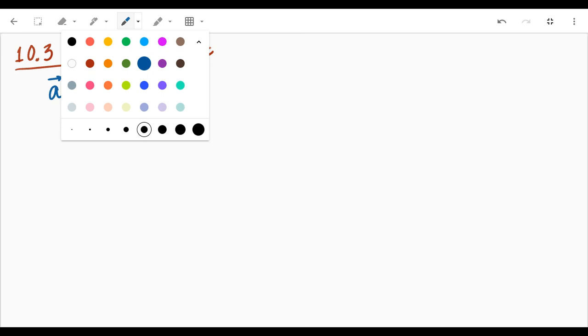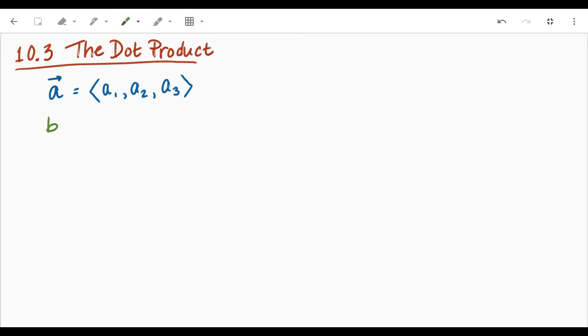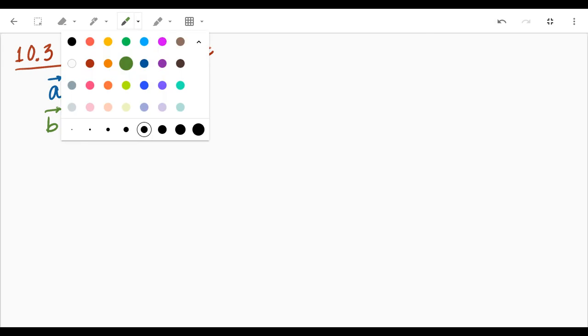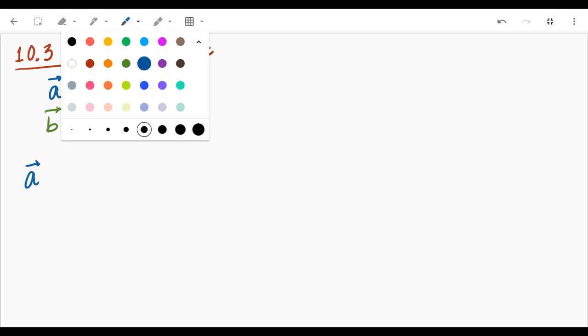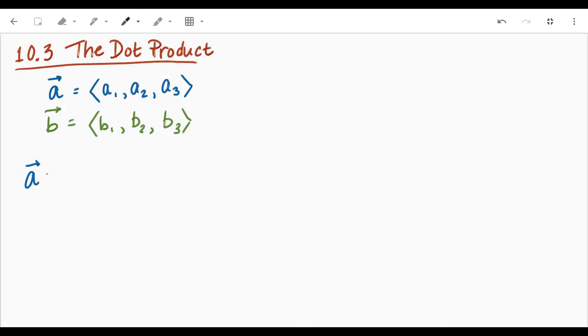Okay, and then you might have vector B, which also has three components. Your X component, B1, your Y component, B2, and your Z component, B3. Okay, now your dot product would be, if we did A dot B. Okay, that's how it would be written.